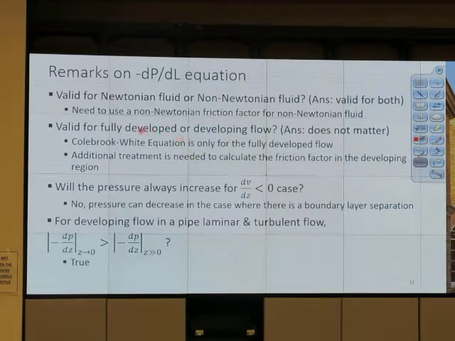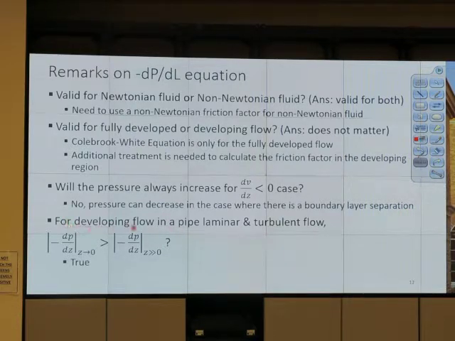Okay, we already answered this, fully developed or not fully developed. So will we always have pressure gain for the dV/dz less than 0 case? No, pressure can decrease where the boundary layer separation occurs. We already talked about this.